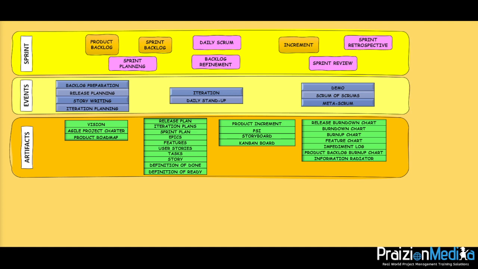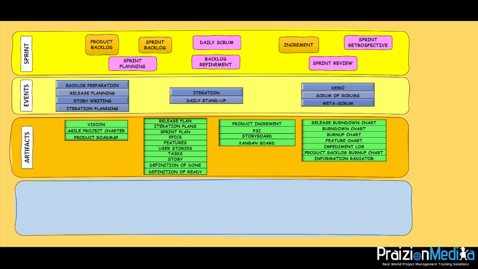We have impediment logs. Impediment logs are not as common as other artifacts, but some Scrum Masters keep a log of impediments. It would make sense to do that. We have product backlog burn up charts, and this shows us how the product backlog items are being accomplished. And we have the information radiator. This is just a visual display of information in this world. Moving to our final bubble here, my friends.